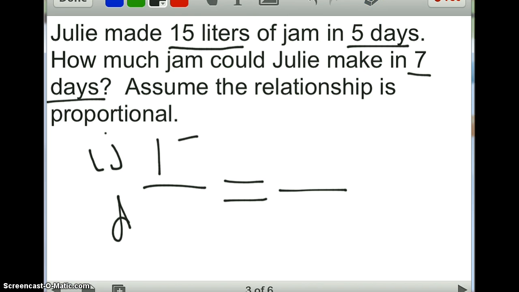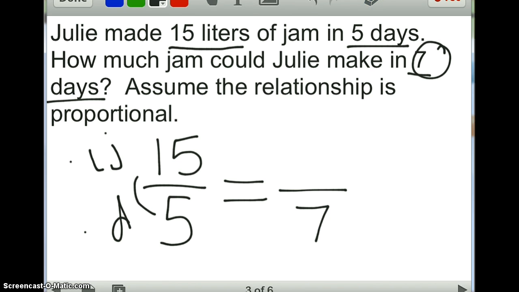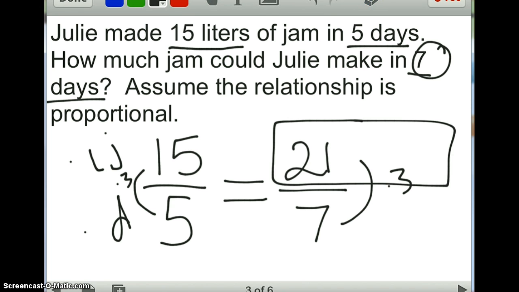I've got 15, and the 5 matches with that, so it's going to go right below. Then this 7, well, is that a day or is it a liter? It's a day, so the 7 goes down here. And so this one you might say, hey, I just multiply it by 3. Great. So 7 times 3 equals 21. So my answer is 21 liters of jam.